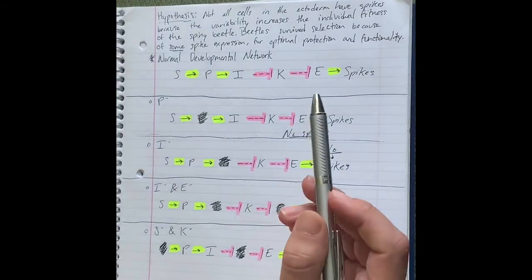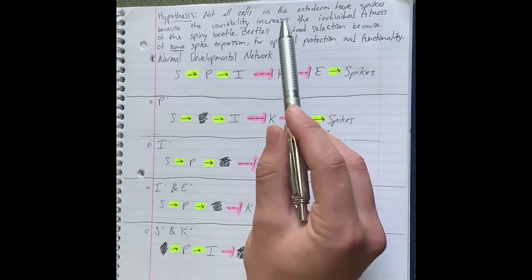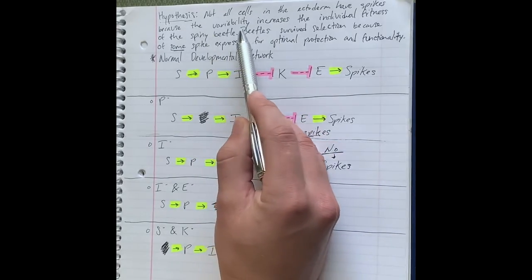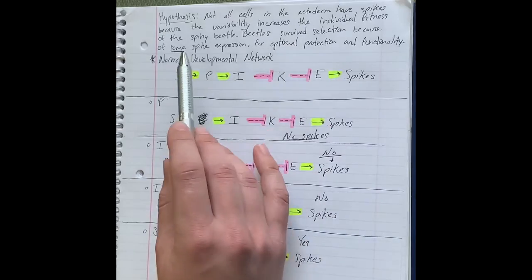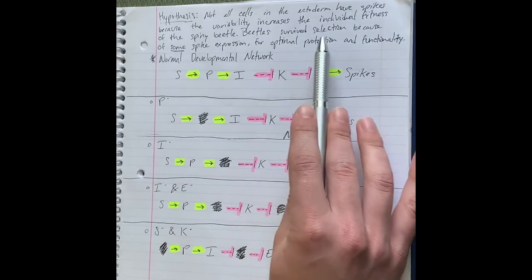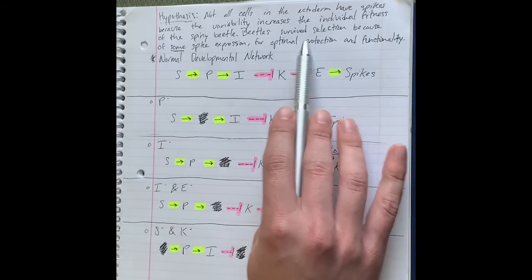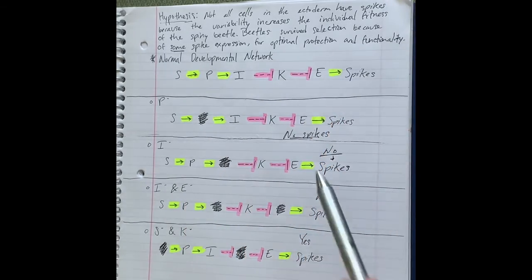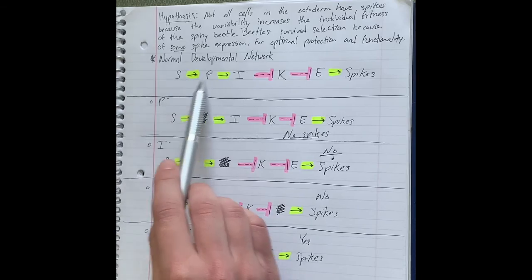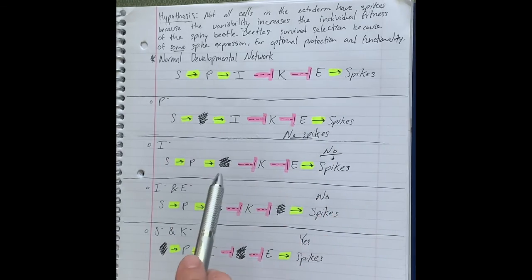My hypothesis for why not all cells in the ectoderm have spikes is because the variability increases the individual fitness of the spiny beetle. Beetles survive selection because of some spike expression for optimal protection and functionality. And this is built in molecularly to these pathways, so that not each ectoderm cell will express spikes, but at least some will.